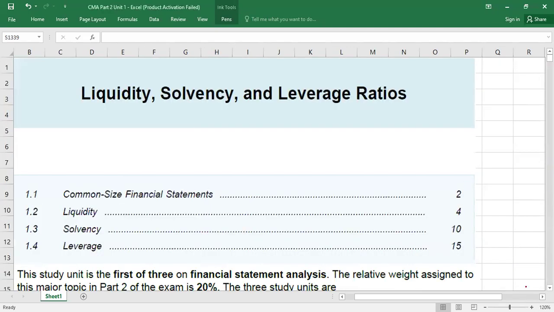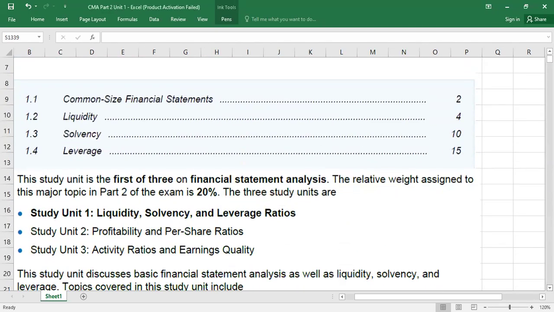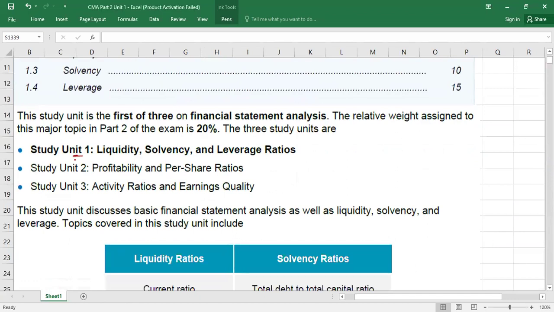So unit number 1, then unit number 2 and unit number 3. These 3 units, this section is called financial statement analysis. And this is going to be 20% of your exam. Okay. And under unit number 1, we have these topics.